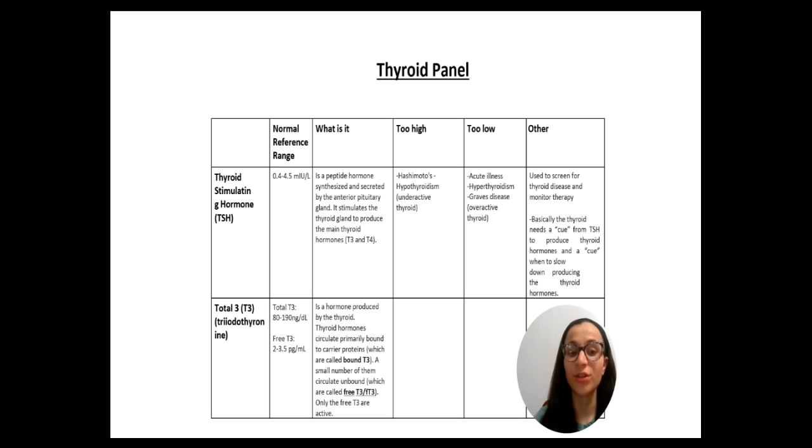The thyroid hormone circulates primarily bound to carrier proteins, so they're called bound T3, but a small number of them circulate unbound, which is called free T3. Only the ones that are unbound, the free T3, are active. And the total T3 is a combination of the bound and the unbound.